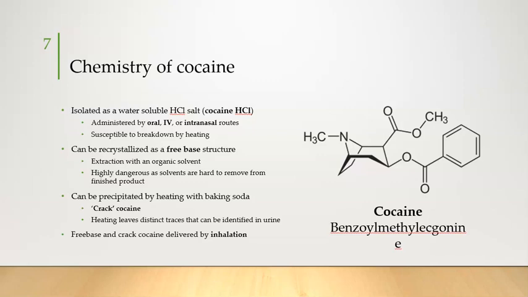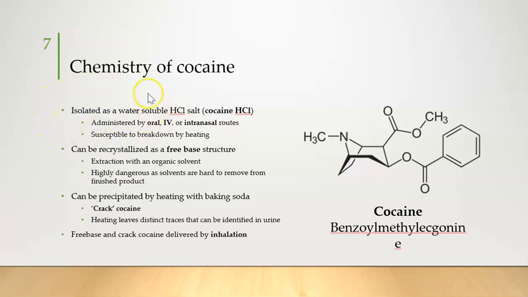So, what is cocaine at a kind of structural level? What is the chemistry of cocaine? Cocaine can be found in multiple different forms, and it'll be used differently in different forms as well. The first form is that cocaine can be isolated as a water-soluble hydrochloride salt, so it's called cocaine HCl. And as this water-soluble salt, it can be administered either orally, via an IV, or intranasal routes.